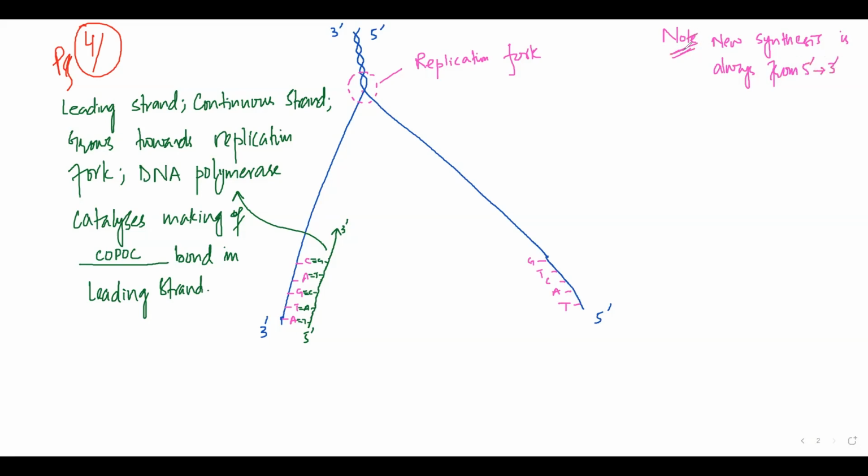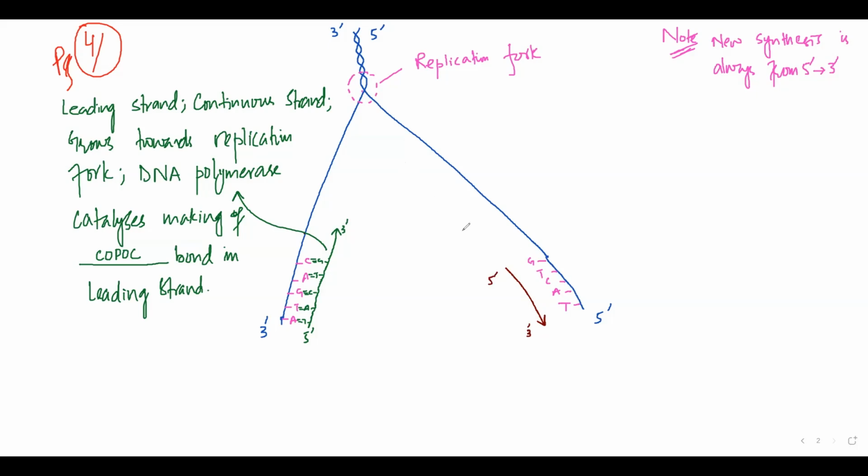Now, can you please tell me, if the one on the left side is starting downwards and being made upwards, then the other one will start from upwards and be made downwards. It will be made downwards. Very good. Because it will be like this. See, this one, 5 prime to 3 prime.